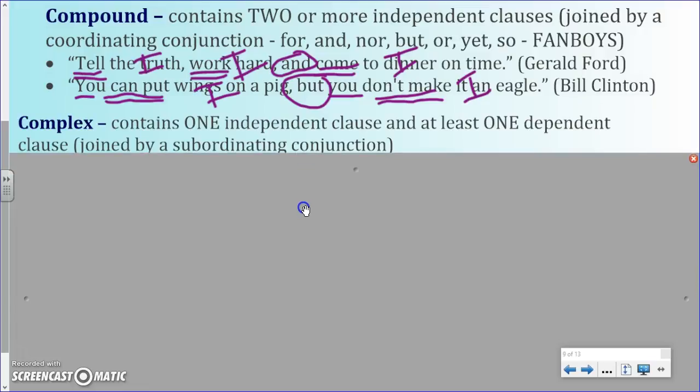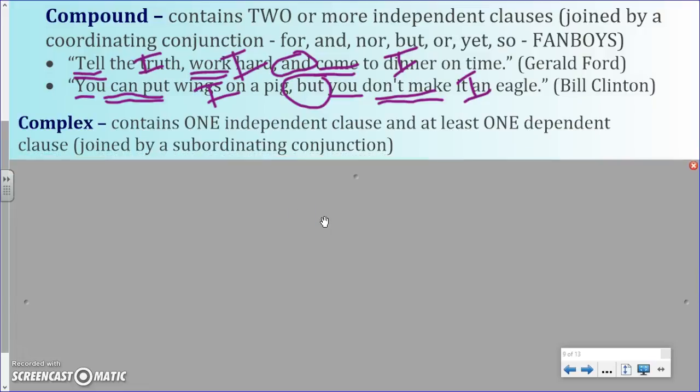Okay, the next one, and this one's getting a little bit more difficult. So we've had simple with one independent clause, we have compound with two or more independent clauses, and now we have complex. This is where the dependent clauses are coming in. So we have one independent clause with at least one dependent clause. Okay, and remember that dependent clauses are joined by a subordinating conjunction.